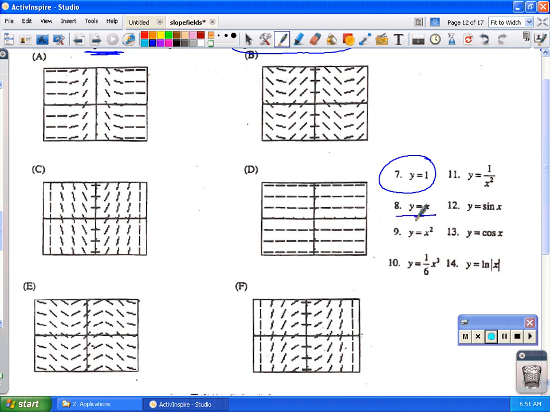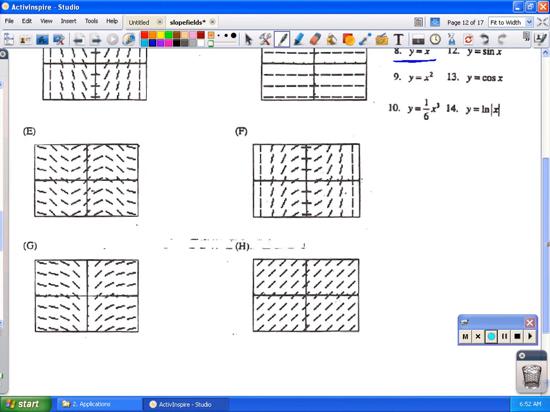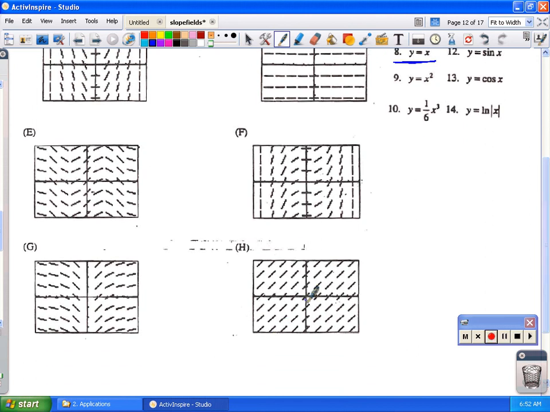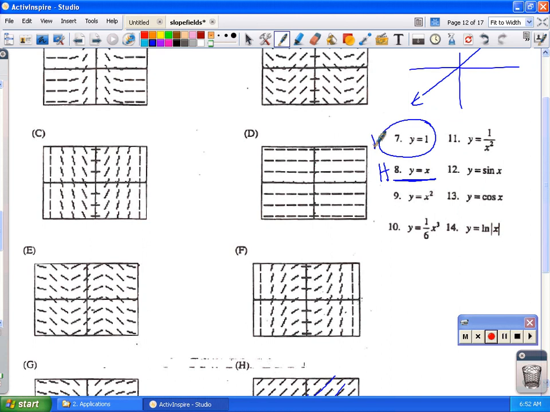In number 8, I'm looking for a family of y equal x. Now, we know that the line y equal to x is a line that's 45 degrees to the origin. So I'm looking for a family of those, plus 1, plus 2, plus 3, minus 1, minus 2, minus 3. Well, let's see. I think I spy one down here. Letter H, y equal to x. Y equal to x plus something, x plus something, x minus something. So the family of functions is h, and this was d.